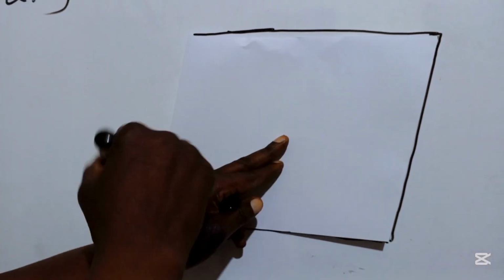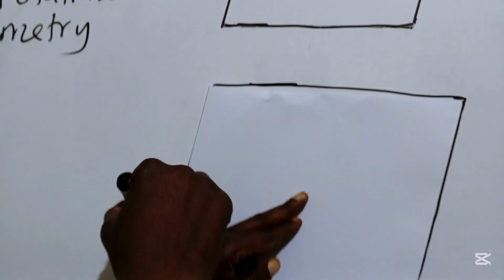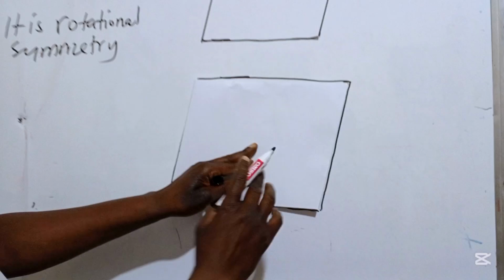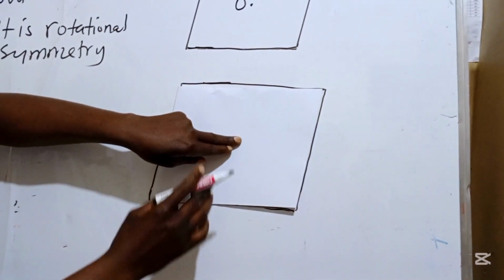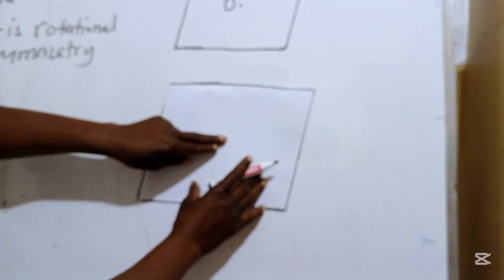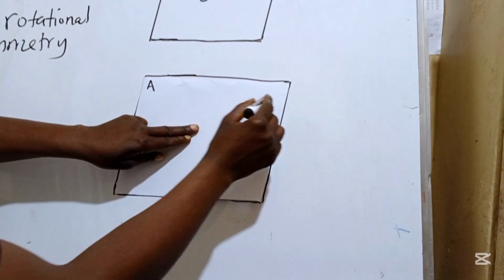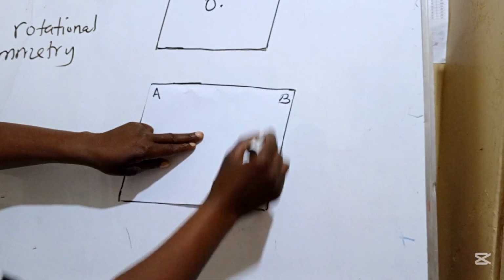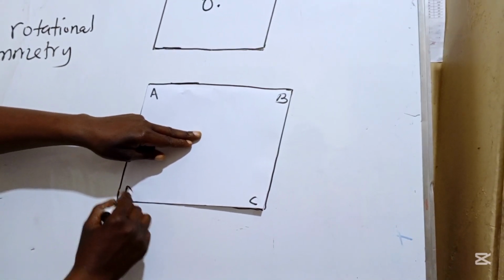Of course, I'm tracing. I've traced now the outlines of this one. Now, so that we know how it is moving, I'll name this as my A. I'll name this as my B. I'll name this C. I'll name this as my D.